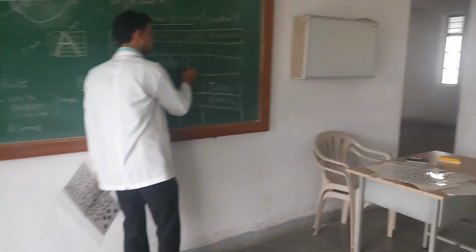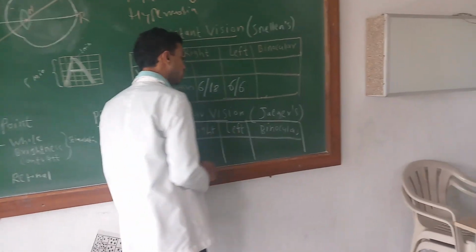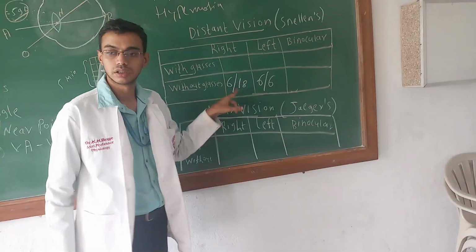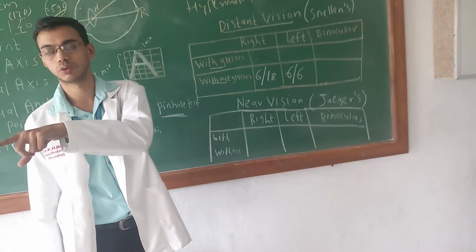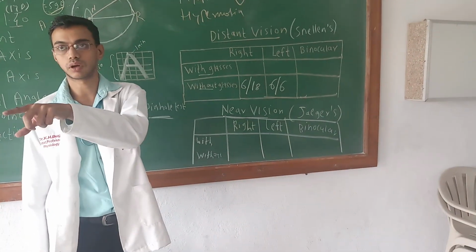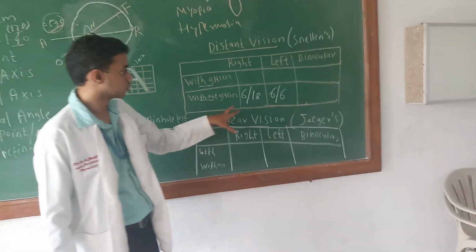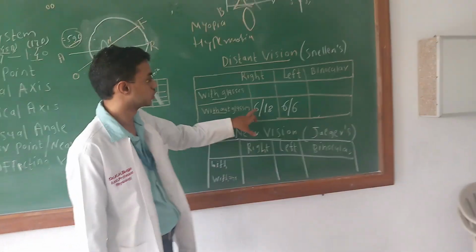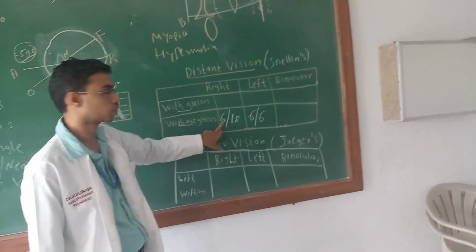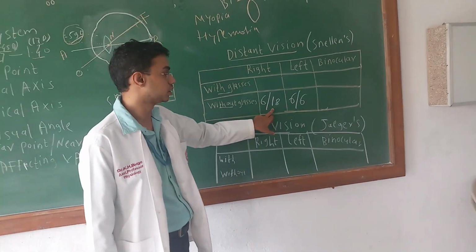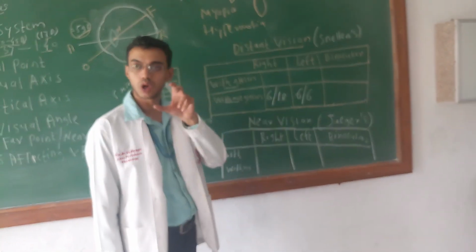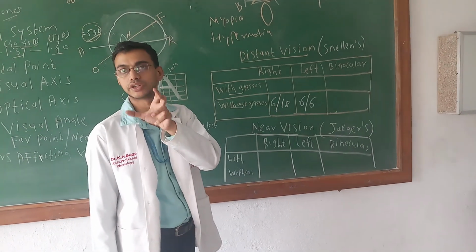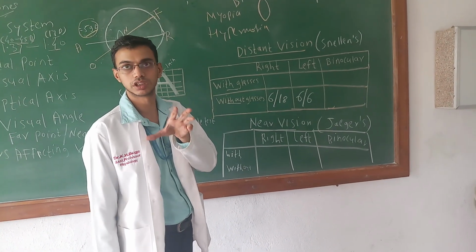Normal vision is 6 by 6. Now what is meant by 6 by 18? 6 is the distance of the subject. We are going to examine that subject from a distance of 6 meters, so we ask the person to read the Snellen chart from a distance of 6 meters. This is the 6 meter distance of the subject from the Snellen chart, and 18 is the distance from which a normal person can read that letter, 18 meters. So 6 by 18.